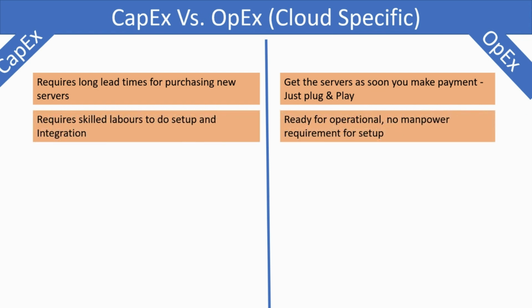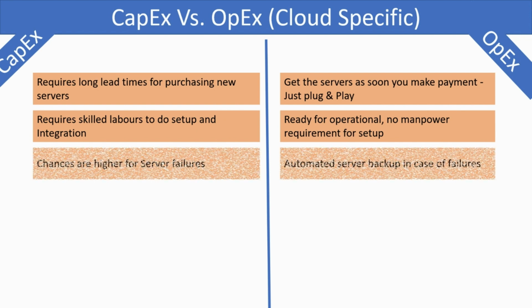The second one, CapEx, required skilled laborers in order to set up and then do maintenance and also integration with the other subsystems or other machineries or other business functions. Whereas on the OpEx side, it's ready for operational. No major skilled personnel is required, or in fact, in some cases, no manpower is required for setting up integration and make it functional. And that's the second difference.